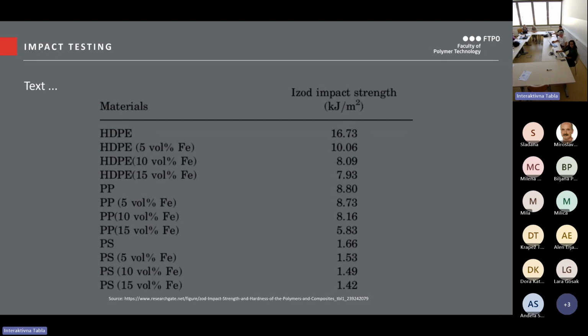And as we add higher volumetric proportions of fillers, we get also lower impact strength, because the filler is brittle by itself, and it usually is working as an impurity in the matrix.